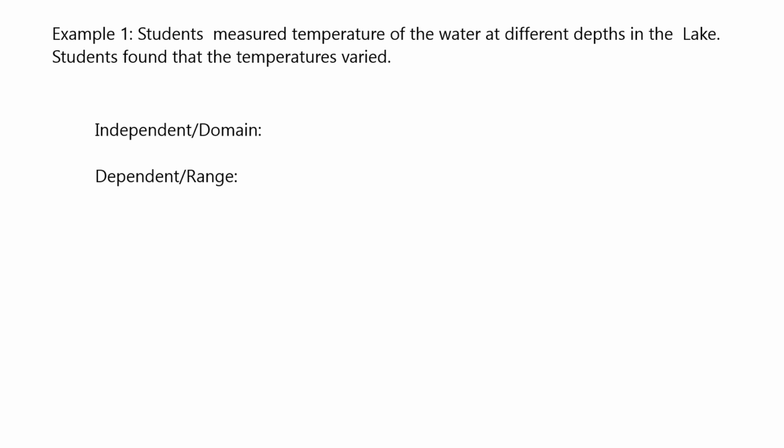Example number 1 is a real-world example. Students measured the temperature of the water at different depths in the lake. Students found that the temperature varied. So we're looking at our two variables, temperature and depths. One is going to be the independent and one is going to be the dependent.